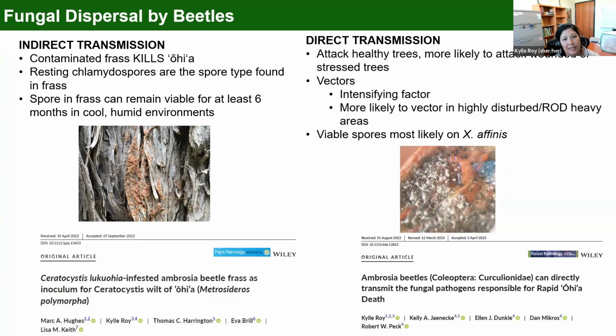The other way that ambrosia beetles are involved with the spread of ROD is through what we call direct transmission. That's when the beetles can actually directly vector Ceratocystis on their bodies. We were able to show in this other recently published paper that ambrosia beetles will attack healthy, apparently healthy ʻŌhiʻa trees, and that they're more likely to attack trees that had been wounded. That was simulating stress, and so they were coming into the stressed trees.